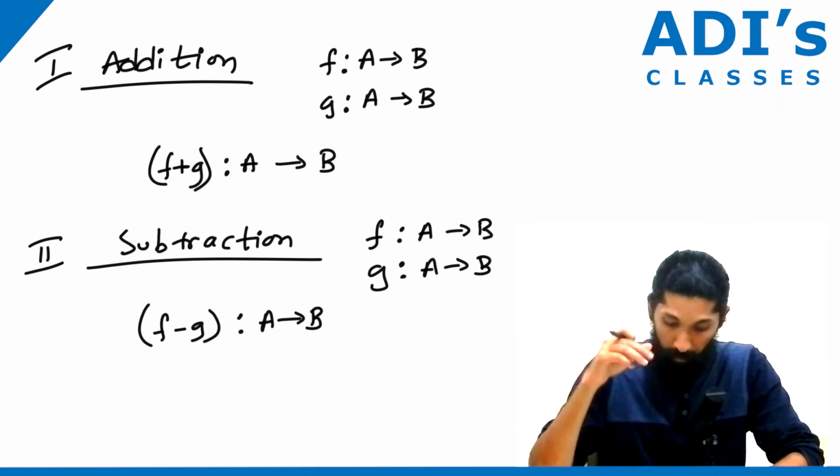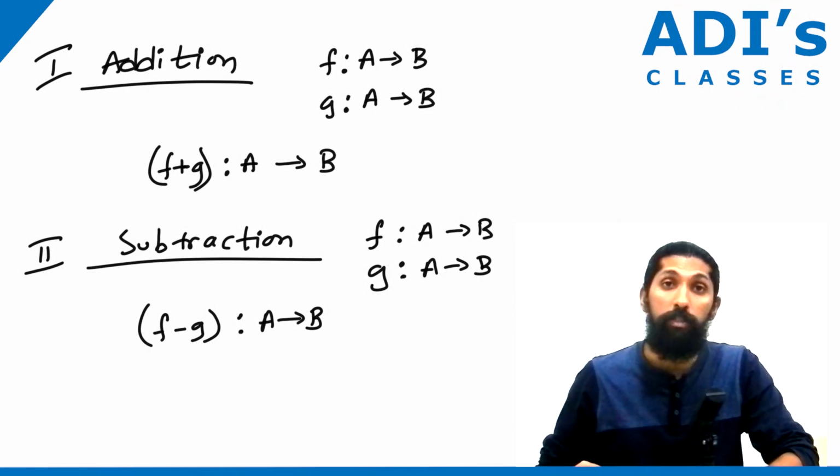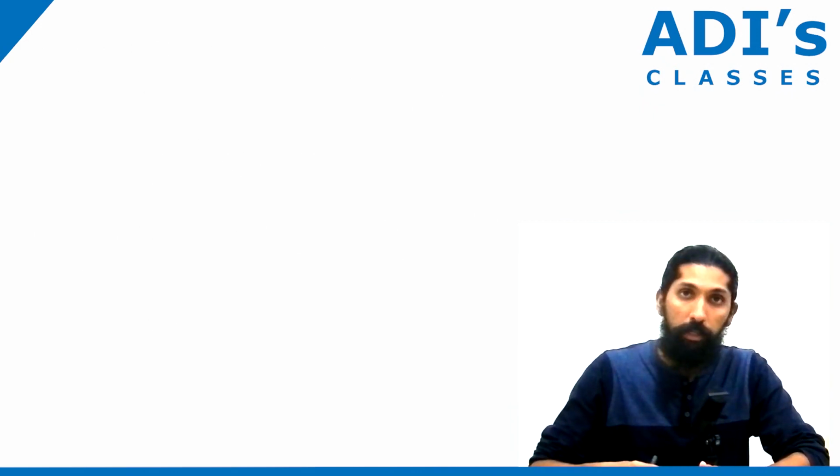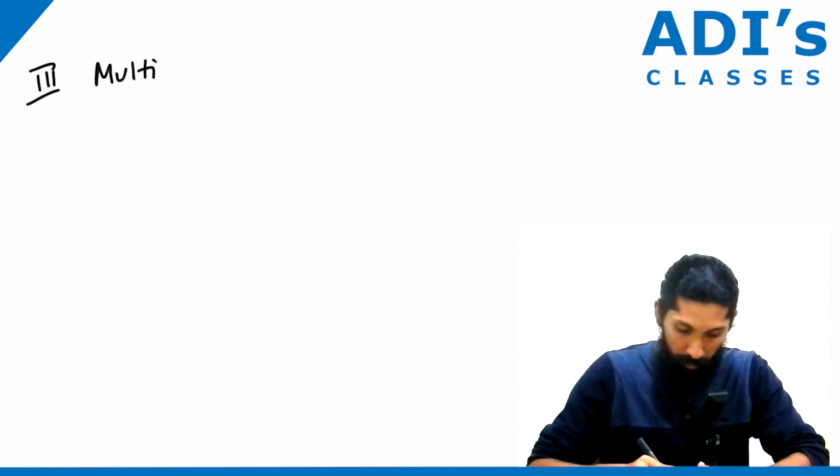Fair enough? Now, we'll start with the next part, which is the multiplication. For multiplication, there are two things. So the first one under multiplication.